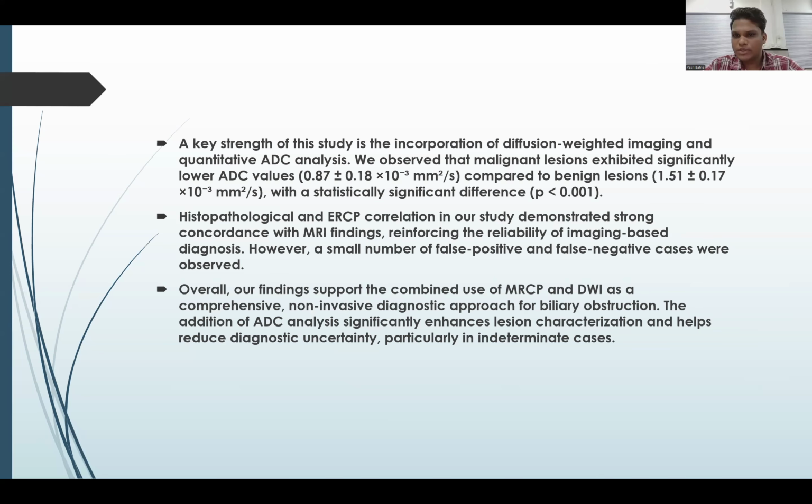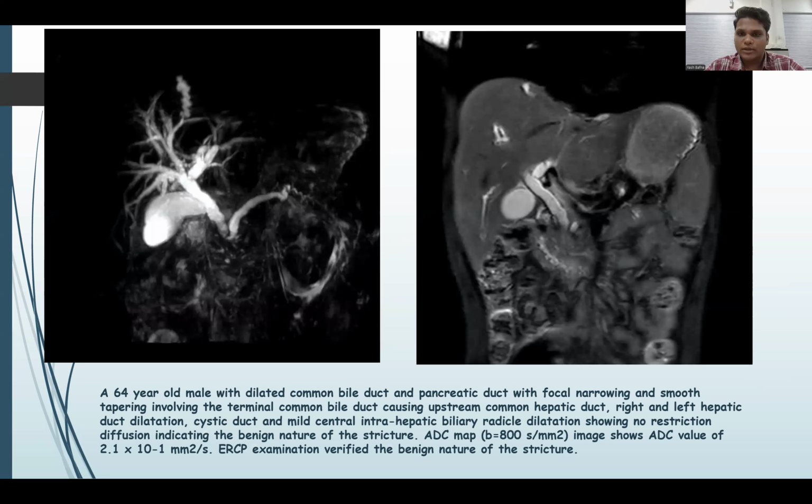However, a small number of false positive and false negative cases were also observed. Overall, our findings support the combined use of MRCP and DWI as a comprehensive non-invasive diagnostic approach for biliary obstruction. The addition of ADC analysis significantly enhances lesion characterization and helps reduce diagnostic uncertainty, particularly in indeterminate cases. So, following the study, here are a few examples of cases.